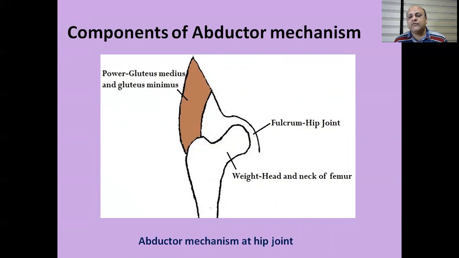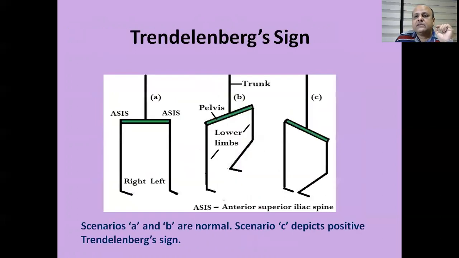The third component is the weight component. The weight is transmitted from head to neck of femur and downwards. So if there is a problem with the normal relationship of the head and neck of femur, like an ununited fracture of the neck of femur, then we say that the weight component of the abductor mechanism is compromised. So the power component may be compromised, fulcrum component may be compromised, and weight component may be compromised. And all this results in defective abductor mechanism at hip joint. So when this mechanism at hip joint is defective, then the Trendelenburg sign is positive.